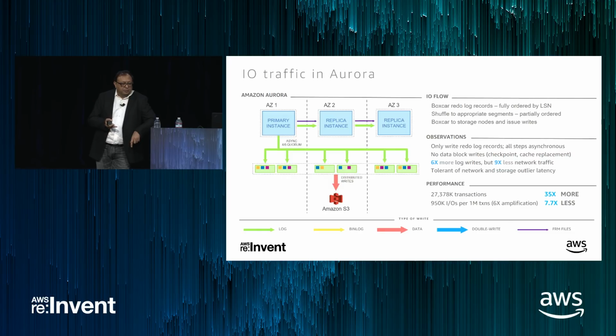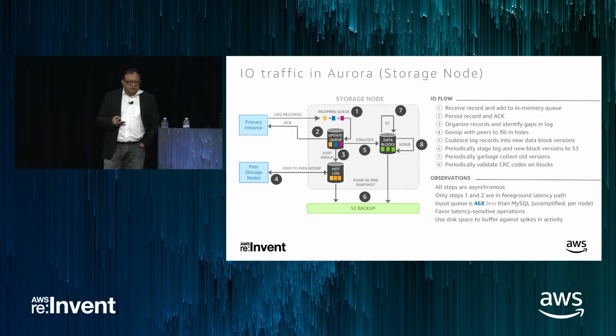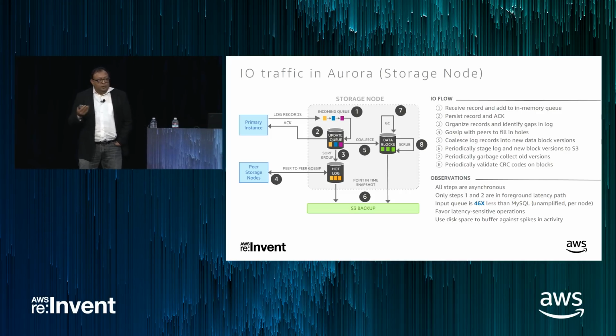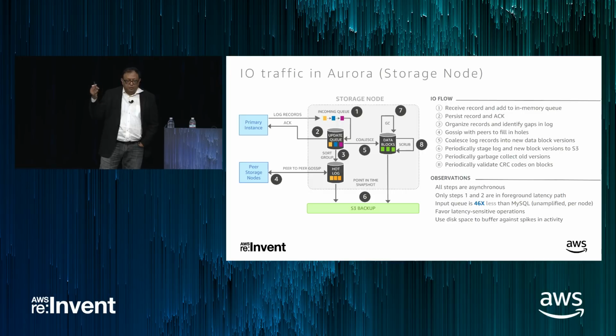So in this particular benchmark, we were able to run 35 times more transactions, and despite the 6x amplification, we were doing 7.7 times less IOs. It's a big difference. So where did all those IOs go? They went to the storage node. So what happens in the storage node is that we get a log record, we persist it onto a disk, and then we put it into what we call an update queue, and we acknowledge it back. At that point, it's persistent, and we're done, as far as the head node's concerned, right? All the rest of the work is background.